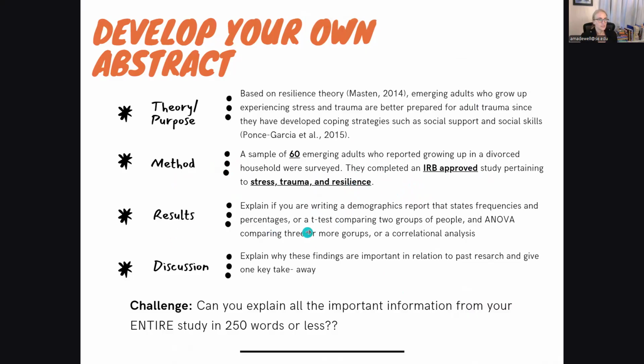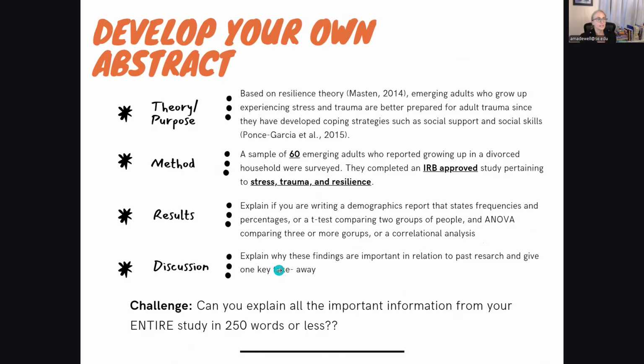Next, you want a sentence or 2 on your results. Explain if you're writing a demographics report. That means you're just going to have your frequencies and percentages. You're not going to really draw any conclusions. Your results might be a t-test where you're comparing, say, men versus women, or Southeastern students to OSU students. Okay. And ANOVA, where you're comparing 3 or more groups. Oop, I have a typo right there. Or a correlational analysis.